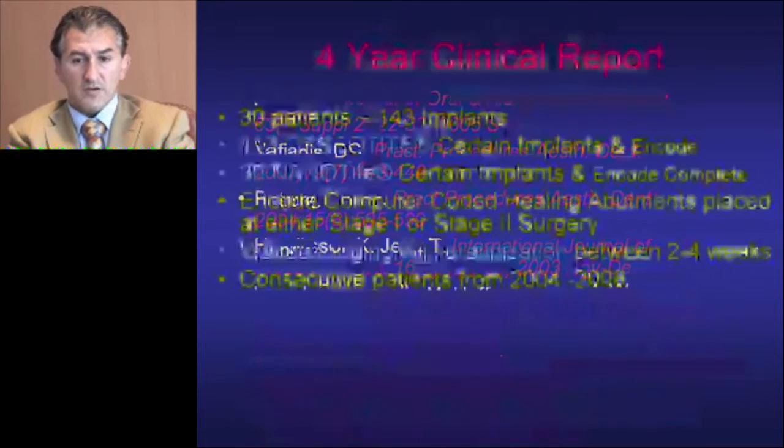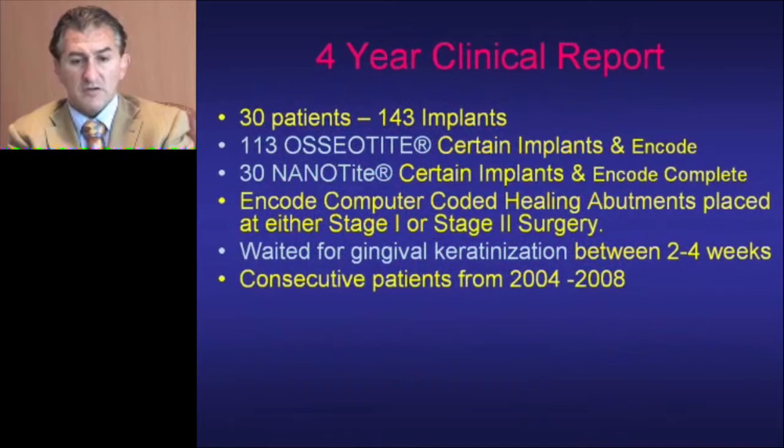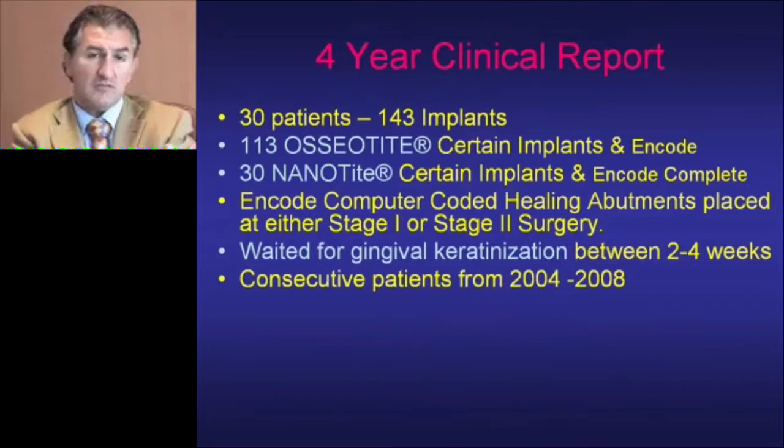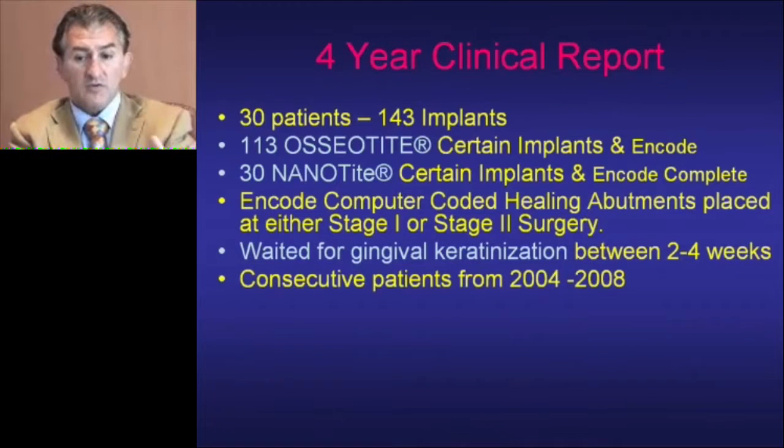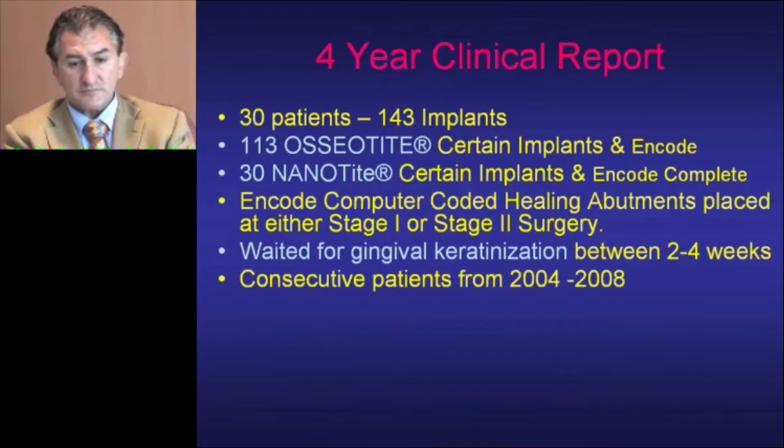So this is a 4-year clinical report. Now we're up to the 5th year. Of 143 restorations, 113 were done with the regular Encode system, and the last 30 have been done with the Encode Complete system, which means that the actual analog is placed by the robot, and there's no need anymore for a fixture-level impression. And that's the biggest advantage compared to the Atlantis abutment, whereas the Encode abutment does not need a fixture-level impression, and that's the biggest benefit.